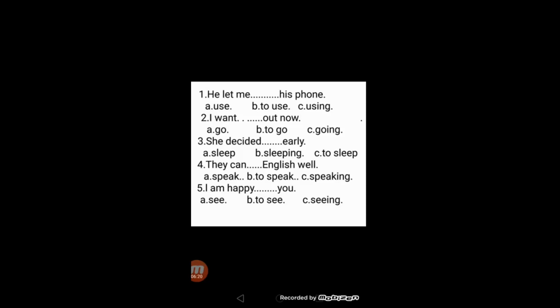Number 5, I am happy blank you. A, see. B, to see. C, seeing. Yes, happy is an adjective, and we learned that adjectives are followed by full infinitive. So the right answer is number B, to see.